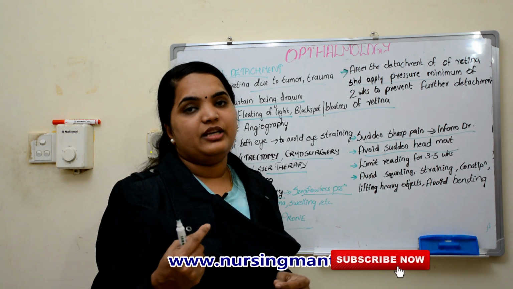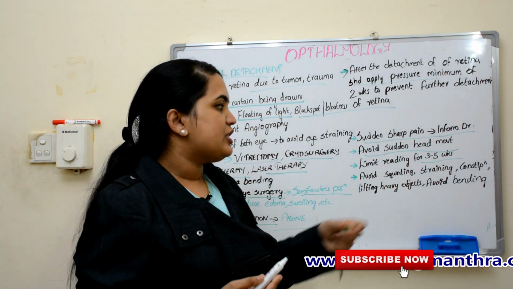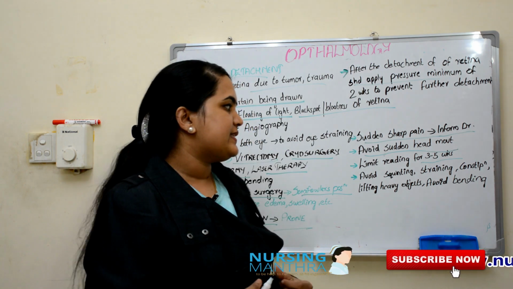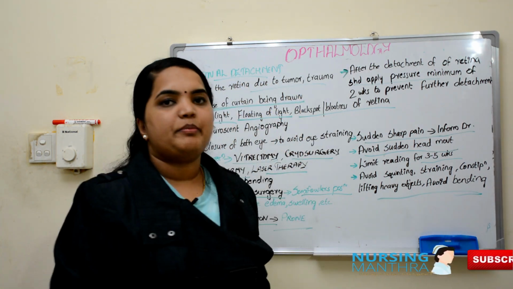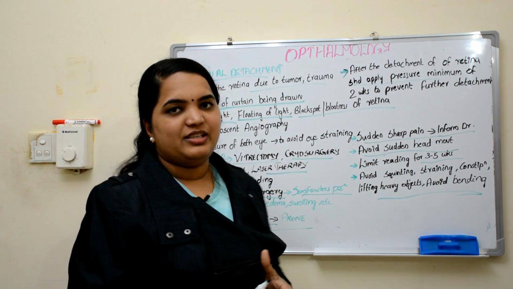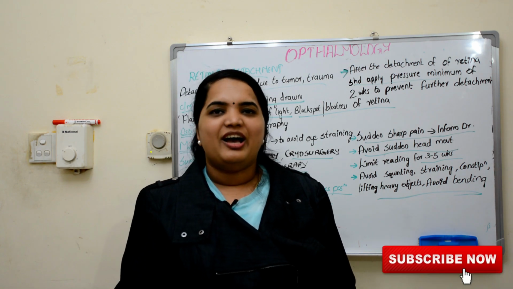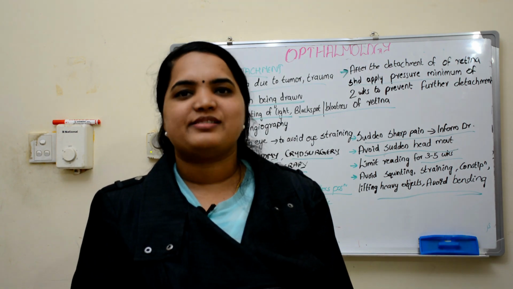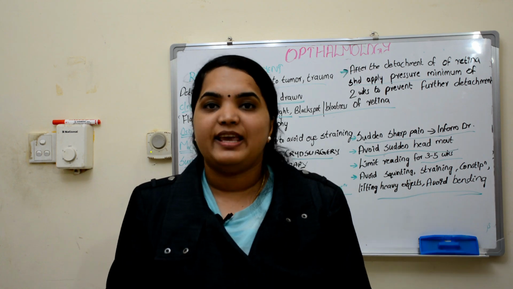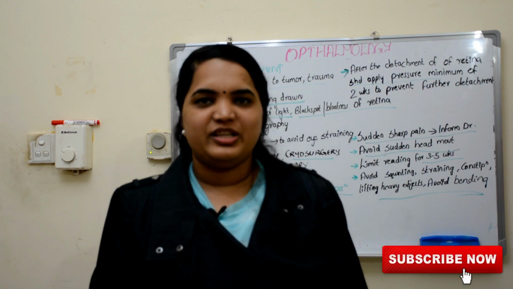Then reading: the patient has to limit reading for 3 to 5 weeks. Then avoid squinting, straining, constipation, or lifting of heavy objects. Then avoid bending. All these things the patient should avoid postoperatively. This is related to retinal detachment. So I hope you all understood the retinal detachment section, and today we will wrap up our topics related to ophthalmology. In the next video we will be seeing other topics related to ophthalmology, and I hope you all understood all these classes.